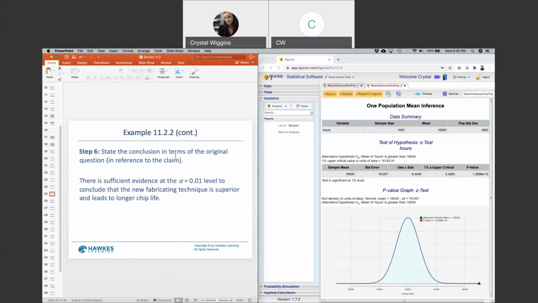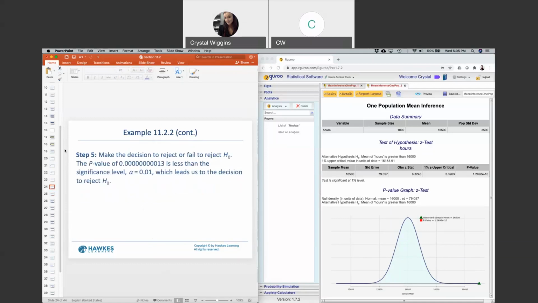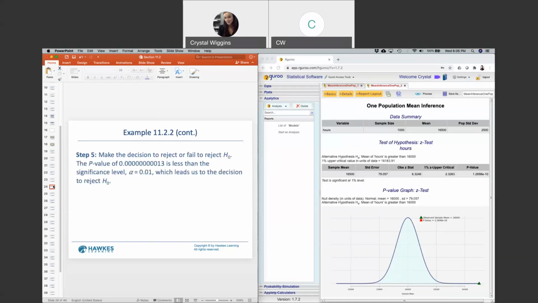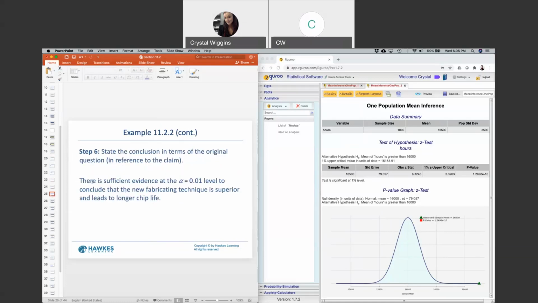Okay, we state our conclusion. So we said we're rejecting that null. Let's go back to our setup slide. We reject the null, which means we do not believe that the mean hours is equivalent to 16,000. That means that the alternative hypothesis is what we believe, and that's what our claim is on. So when we go to conclude with that claim, we'll state that there is sufficient evidence at the alpha level of 0.01 to conclude that the new fabricating technique is superior and leads to longer chip life.